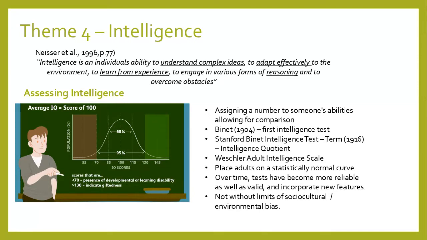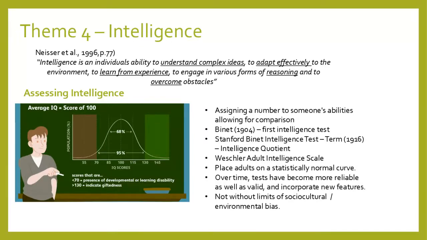So back in the day, the first intelligence test was developed by, I think it was, Alfred Binet in 1904, in France, and he was asked to measure the intelligence of school children. A number would be assigned to somebody's intelligence, and that was your IQ, or intelligence quotient. But over the years, as intelligence has been studied, different intelligence scales have been adapted, and over time intelligence tests have become more reliable and more valid, and they incorporate new features.